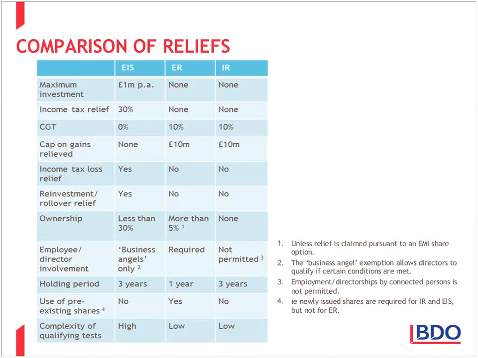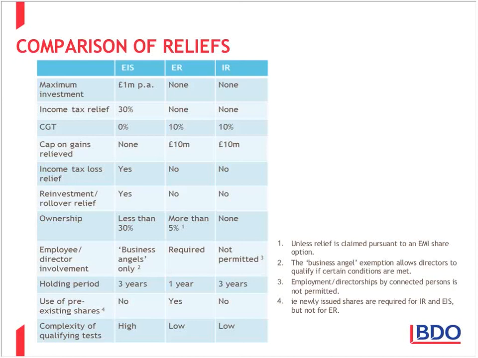With regard to loss relief, setting that loss against income tax, you can do that for EIS. We've put no on ER and IR. It is possible, but more unlikely for those two, whereas the rules are similar to the EIS rules. There's a deferral relief for EIS, which there isn't for the others. And then just skipping down towards the end, you'll notice the holding period. There's 3 years for EIS and IR, but only 1 year for entrepreneurs relief.